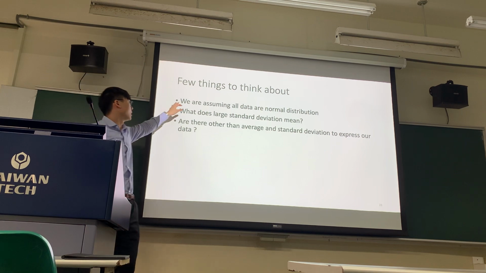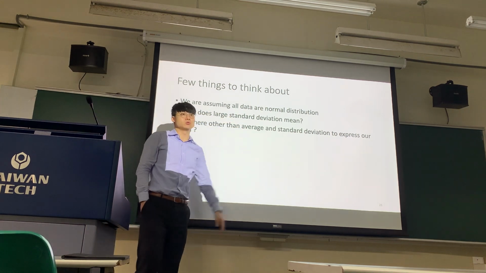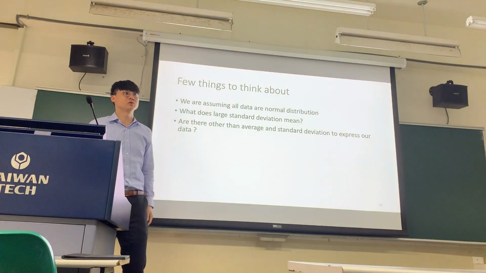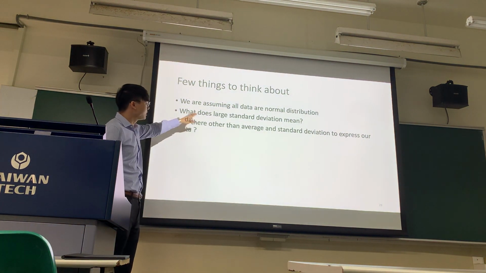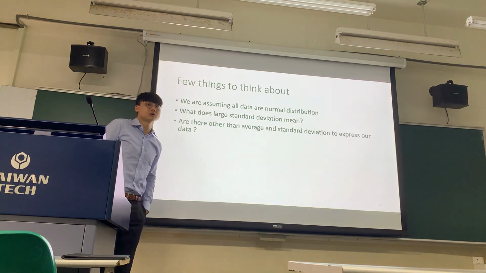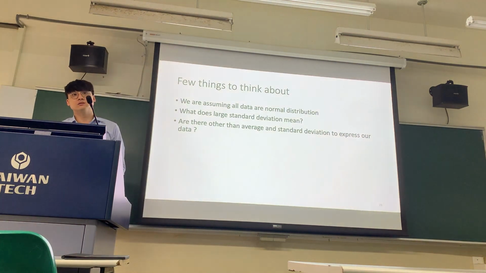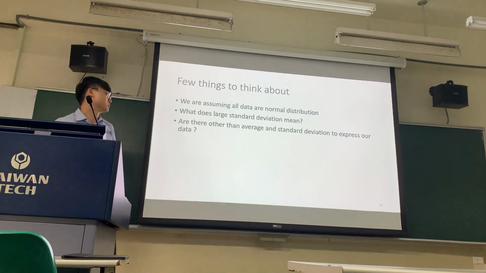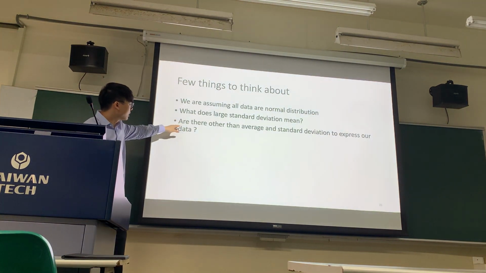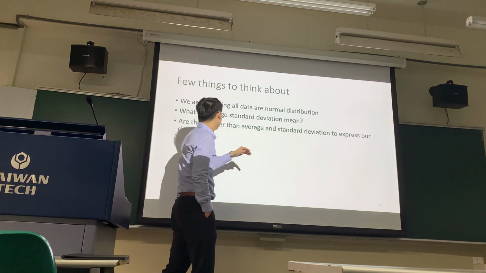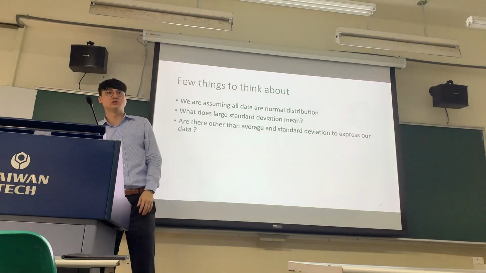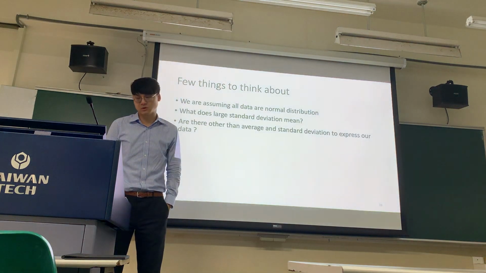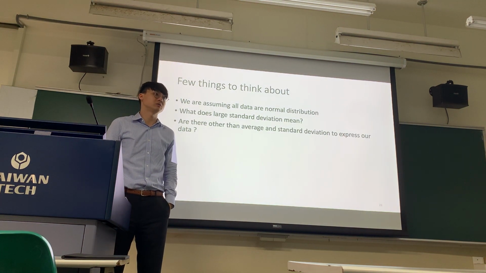So we are assuming your data are normally distributed. This holds true for any research. A lot of people think it's a normal distribution. That's not true. Second, what does a small standard deviation mean? So other than average and standard deviation, to express our data, I think this is very sad today. Most engineers don't take statistics classes, but you do have to realize that there is more than standard deviation and average. Okay?